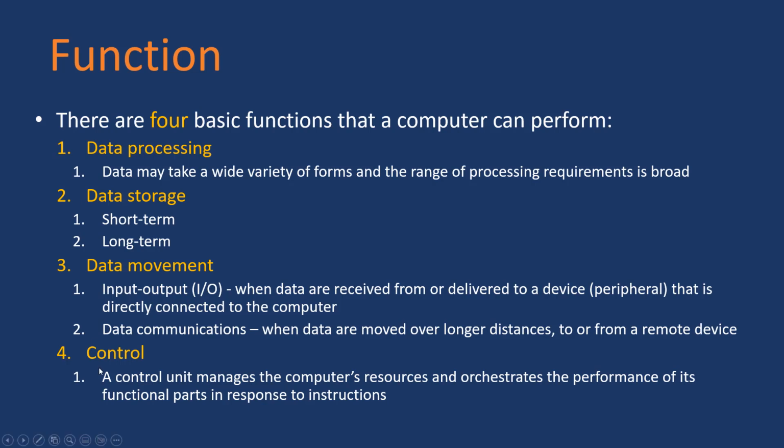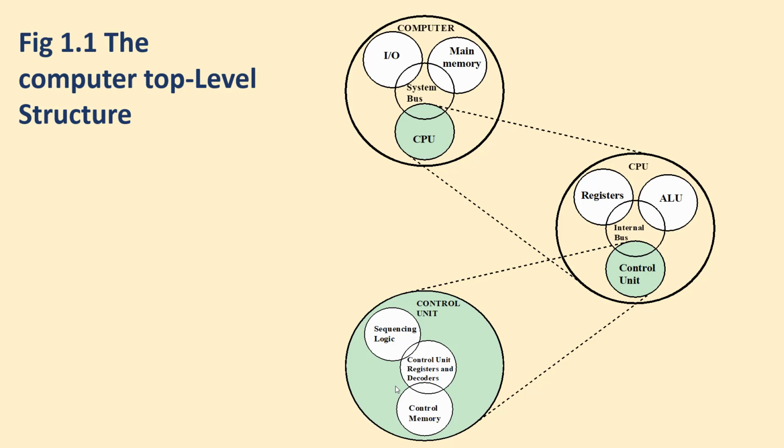The fourth one is control. A control unit manages the computer's resources and orchestrates the performance of its functional parts in response to instructions. Control is managed by the CPU, by the I/O, and by the bus, and it also has different levels. But always keep in mind data processing, data storage, data movement, and data control, and these can have different levels. Our textbook has very good figures, so you have a basic picture of what a layered structure is and what the top layer is.